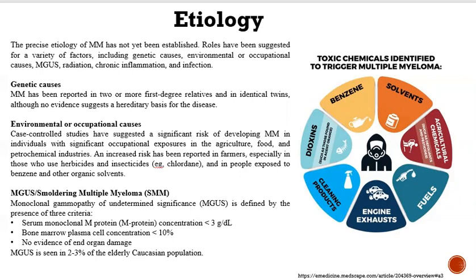Monoclonal gammopathy of undetermined significance is defined by the presence of three criteria: serum monoclonal M protein concentration less than 3 grams per deciliter, bone marrow plasma cell concentration less than 10%, and no evidence of end organ damage. This is seen in 2 or 3% of the elderly Caucasian population.